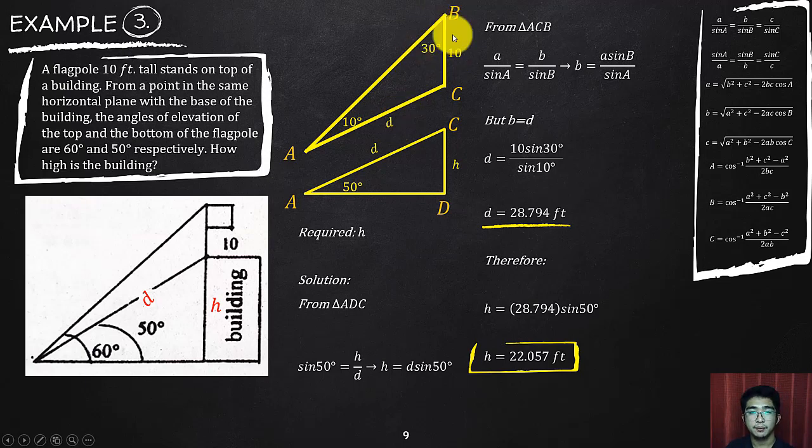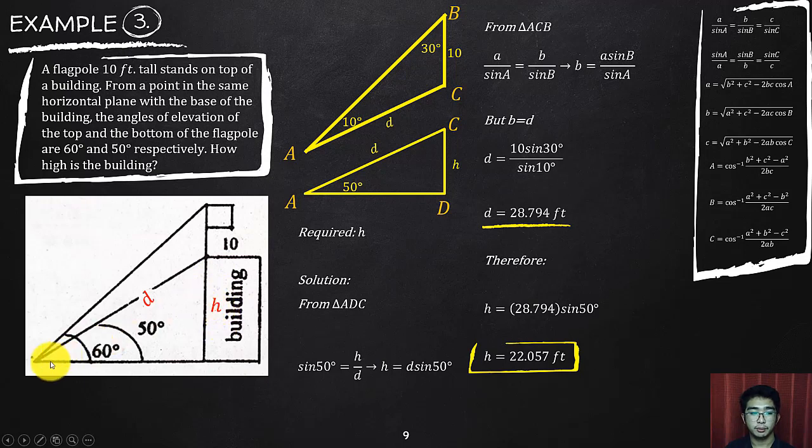Opposite angle B, that should be side C. Let's name it D. This is an arbitrary name. I'm just going to name it D. Now, we do have another triangle of importance, that is your right triangle, that now includes the height of the building.